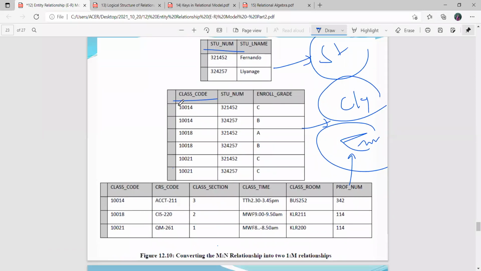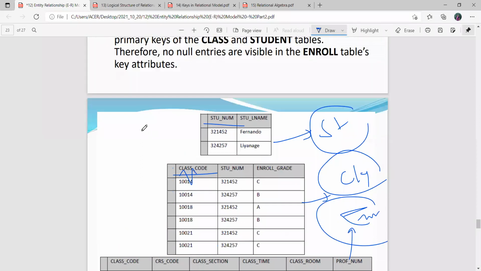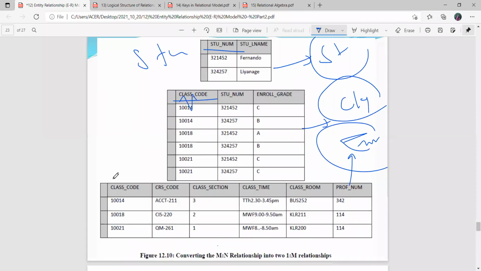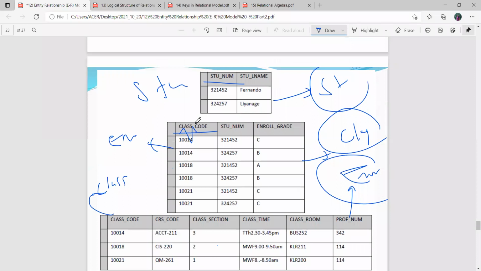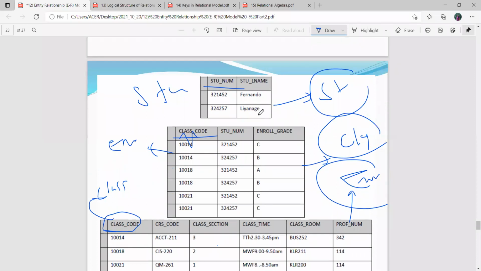Wait. So this is the student class. This is the class. This is the enrollment class. You can see this is the primary key of this table, and this is the primary key of this table. This enrollment composite entity has both primary keys from the two tables to create this table.